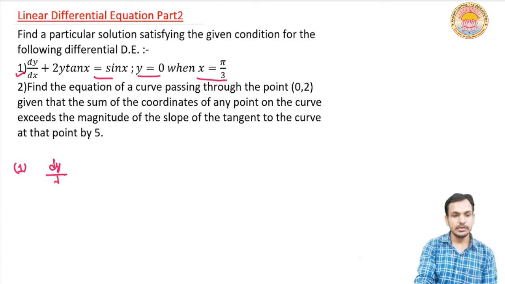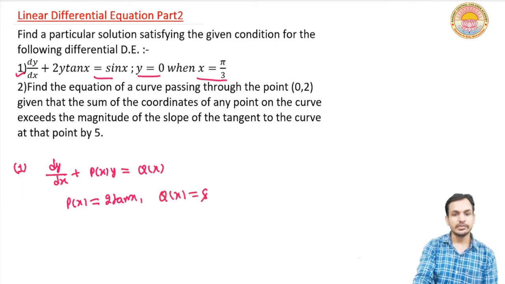If we write this differential equation in the standard form, then we will get dy by dx plus p(x) into y is equal to q(x), and here in place of p(x) we will get 2 tan x and q(x) is equal to sin x. ठीक है, अगर आप इसको स्टैंडर्ड फॉर्म में लिखोगे तो y के साथ में क्या मिलेगा, आपको 2 tan x मिलेगा. सो p(x) इज इक्वल टू 2 tan x और q(x) इज इक्वल टू क्या मिल जाएगा, sin x.